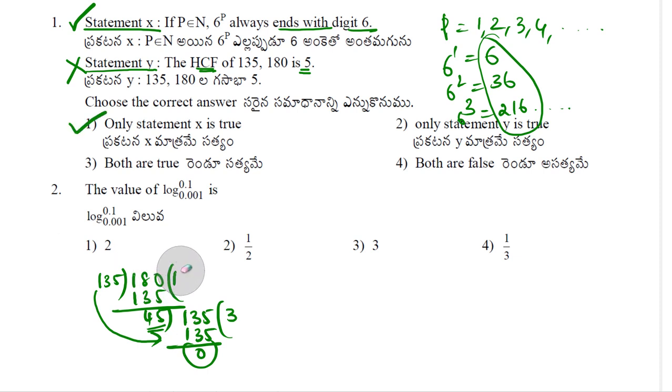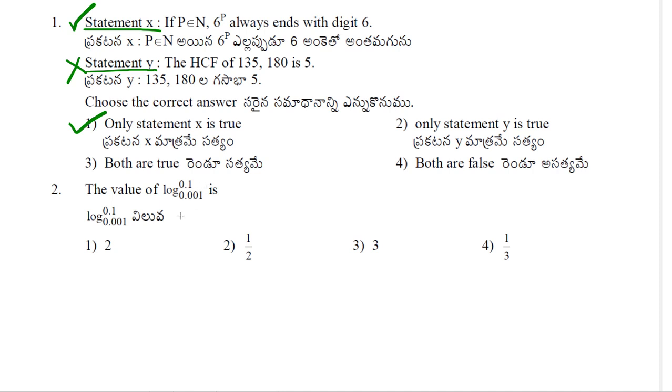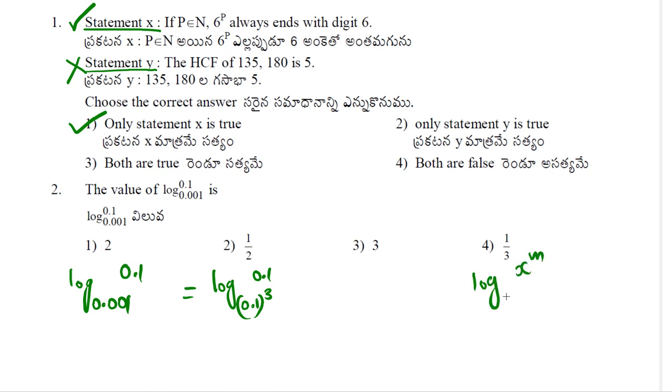Now let's go to question number 2. The value of log 0.1 to the base 0.001 is? This is equal to log 0.1 to the base 0.001, we can write this as 0.1 whole cube. Now we know that log x to the power of m to the base y to the power of n is equal to m by n into log x to the base y. Like that we can write.